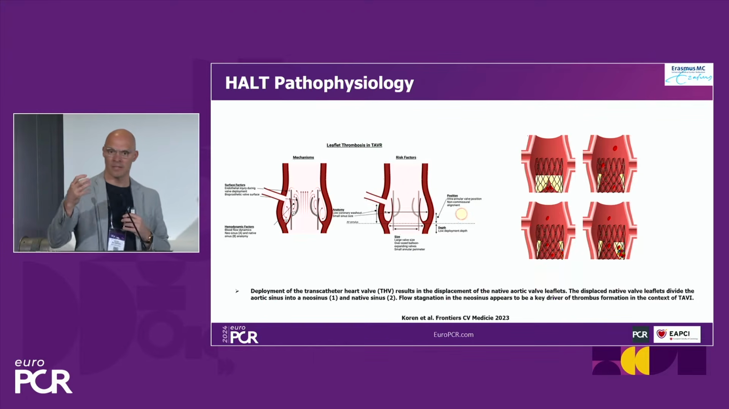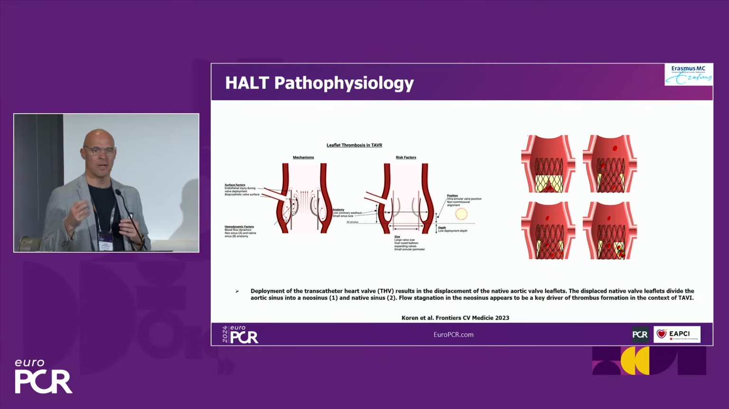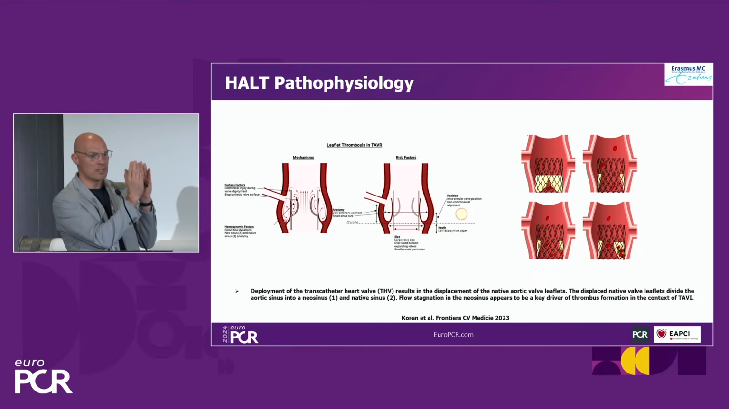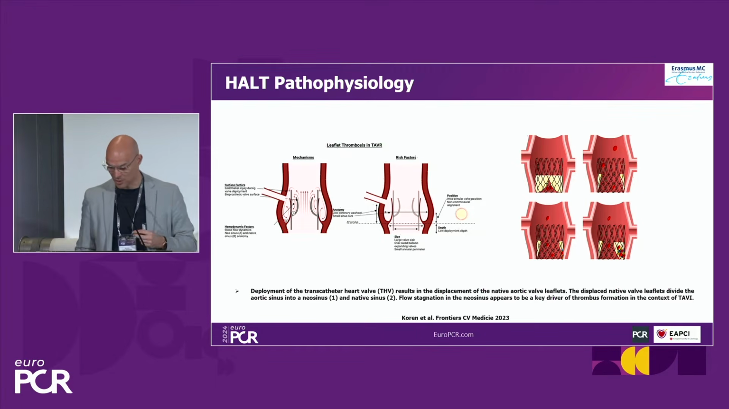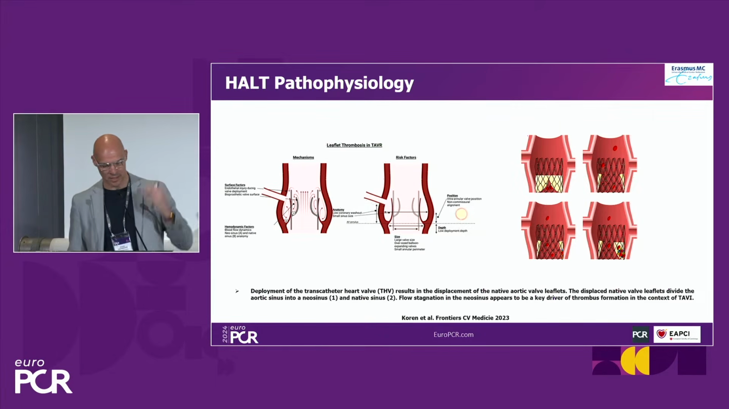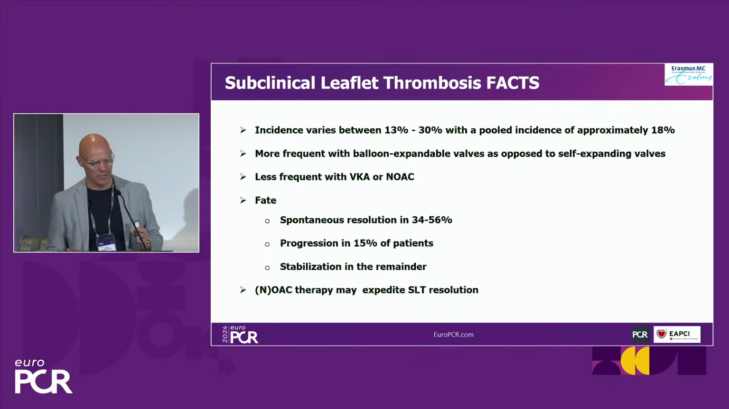When we see structural valve degeneration under the microscope, we will see calcium in the medial layers of the leaflets. With HALT, you will see the occurrence of calcium on the aortic side of the leaflet, so very superficial. So it's a different pattern. Whether it will result over time in structural valve degeneration or a specific type of structural valve degeneration, we don't know.